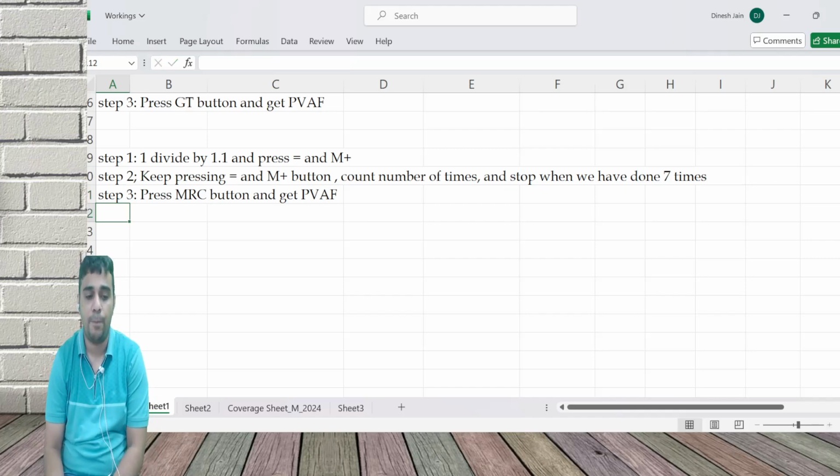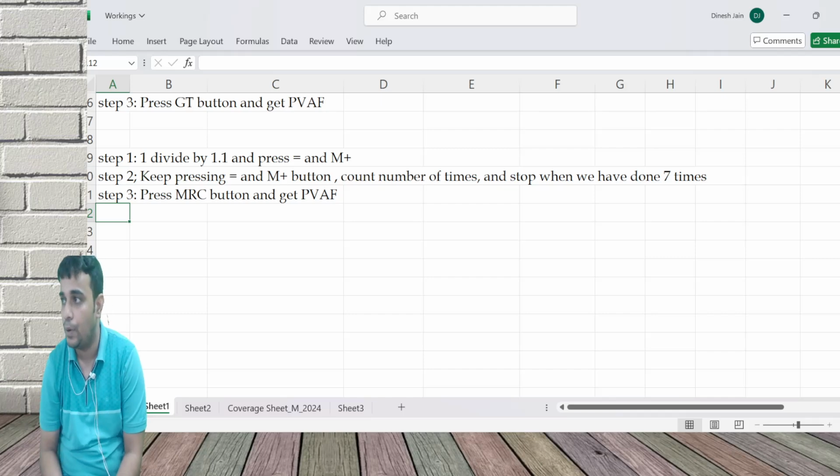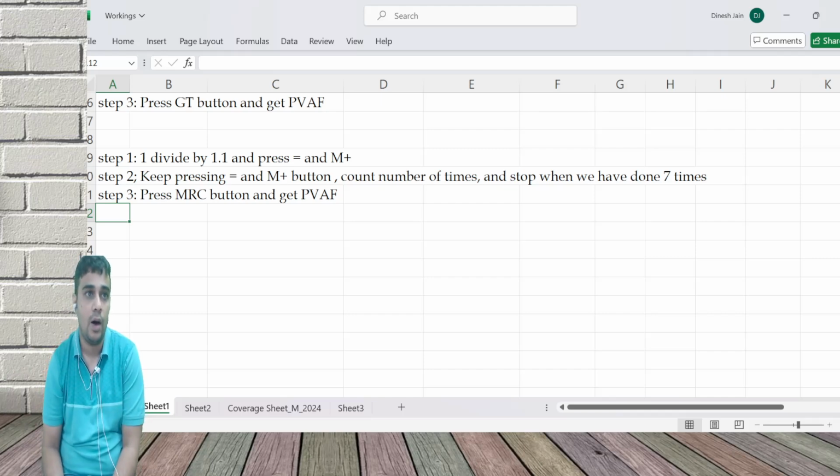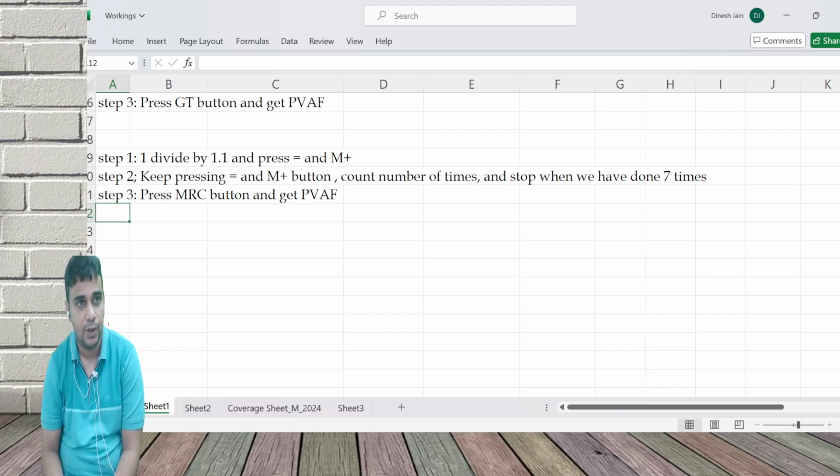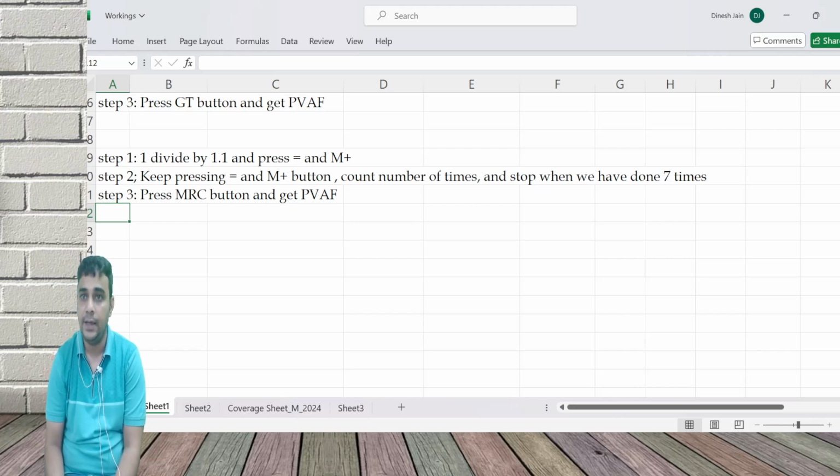One divided by 1.1 equals, M plus, equals, M plus. This will keep going on. You'll have to repeat this how many times? Seven times. Once you repeat this seven times, you will get the present value annuity factor.